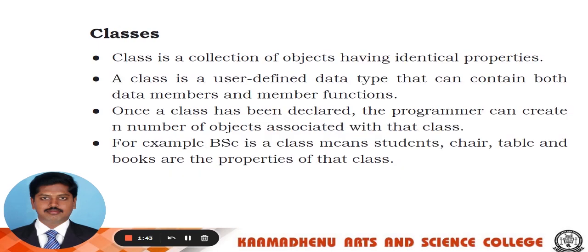Next, classes. A class is a collection of objects having identical properties. A class is a user-defined data type that can contain both data members and member functions. Once a class has been declared, the programmer can create any number of objects associated with that class. For example, BSc is a class, and students, chair, table, and books are the properties of the class.